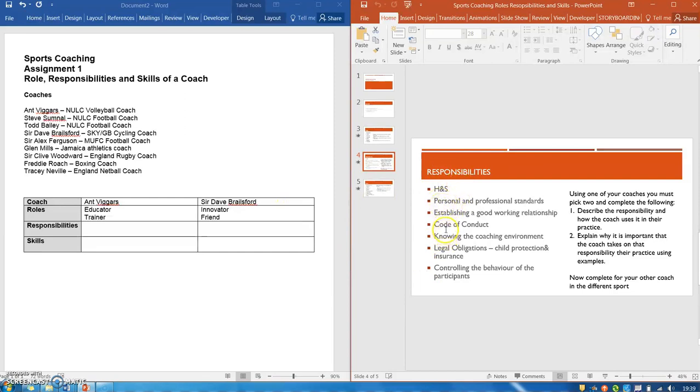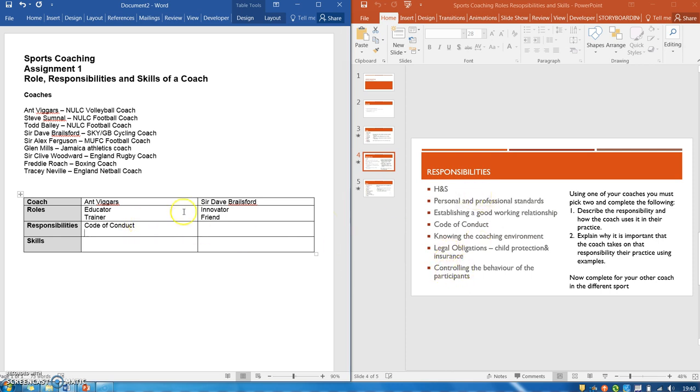So for example, a responsibility of any coach would be that of a code of conduct, maybe writing a code of conduct for the players, the fellow coaches and parents, which I know that Ant definitely, as being the head coach of the Newcastle Under Lyme College Volleyball Academy for a fair few years, has written, undertaken and gives out to players, and myself as well, being a coach who's worked with that. So I know he would definitely take on the responsibility of writing, implementing a code of conduct within his practice.